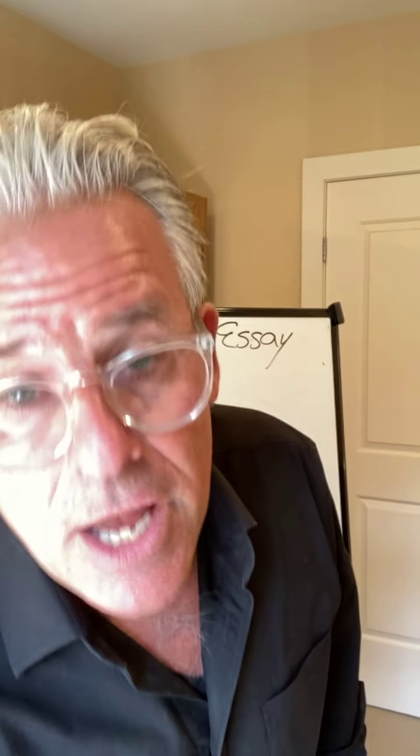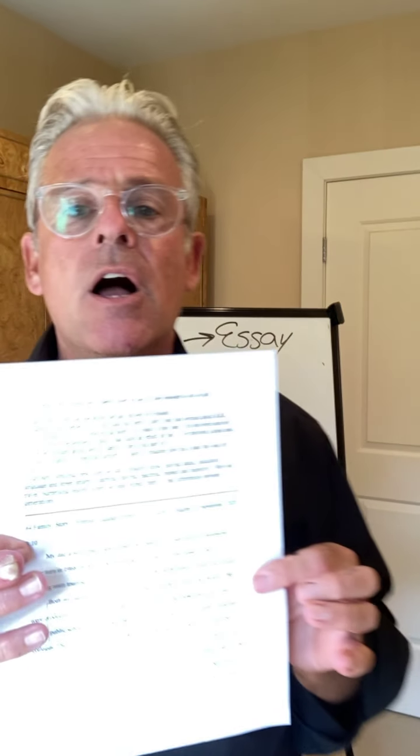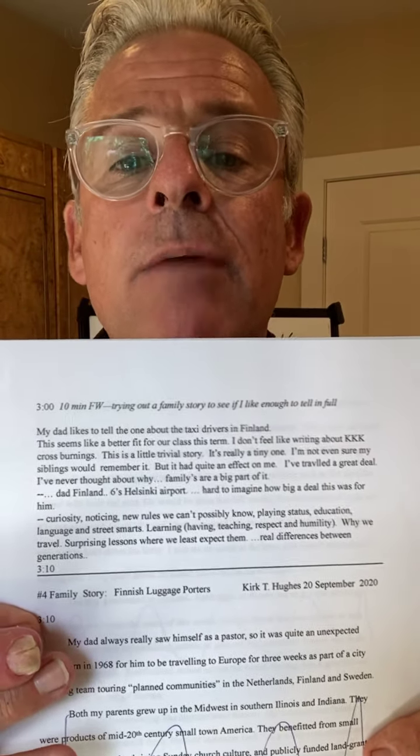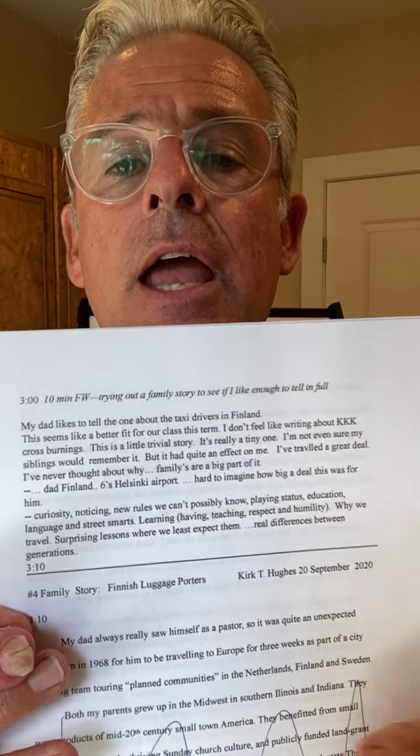So here's an example of a family story that I wrote. I've posted this online so you can see it. I noticed that I decided to fluency write first. I used 10 minutes to think, I think this is a story I want to write. This is a story about my father in an airport trip, I think.